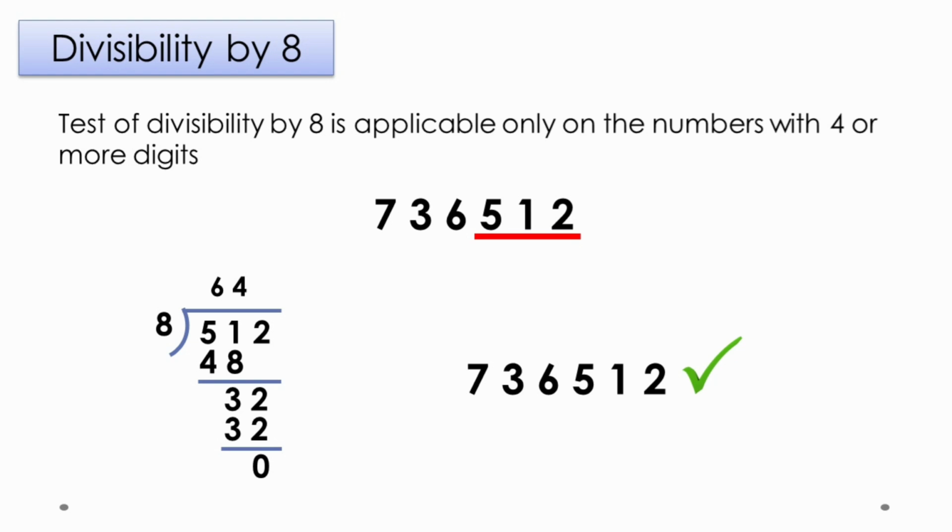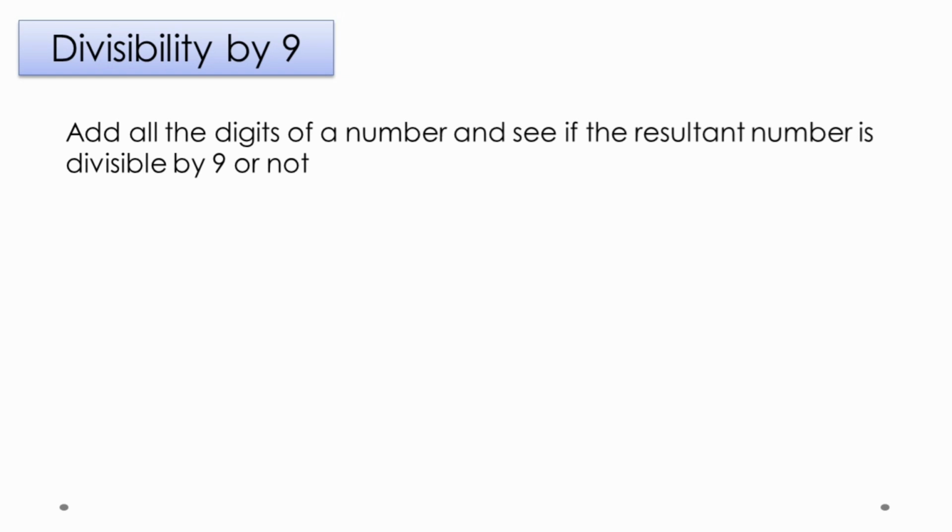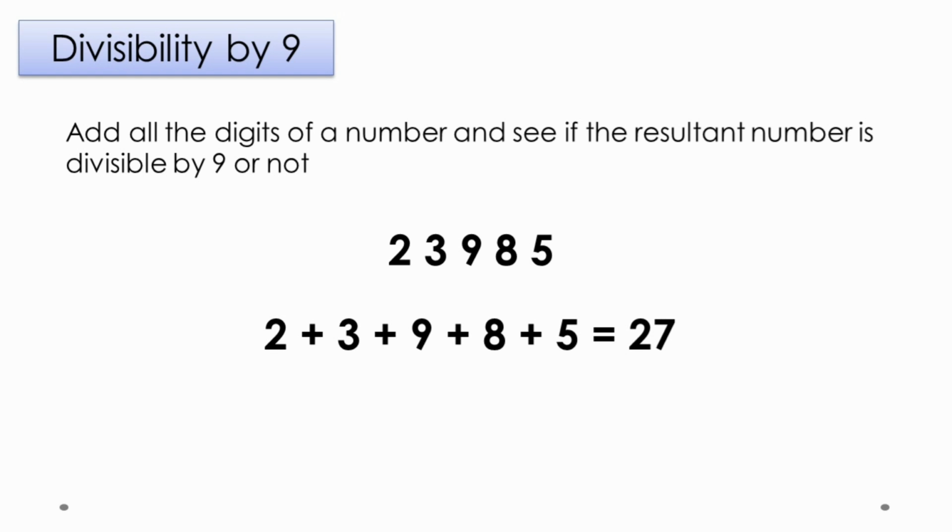Now let's move on to check the divisibility by 9. As in the case of divisibility by 3, we will add all the digits of a number and see if the resultant number is divisible by 9 or not. Let's take the number 23985 to understand this. Let's add 2, 3, 9, 8 and 5. The sum of these digits is 27. 27 appears in the table of 9 and is surely divisible by 9. So the number 23985 is divisible by 9.